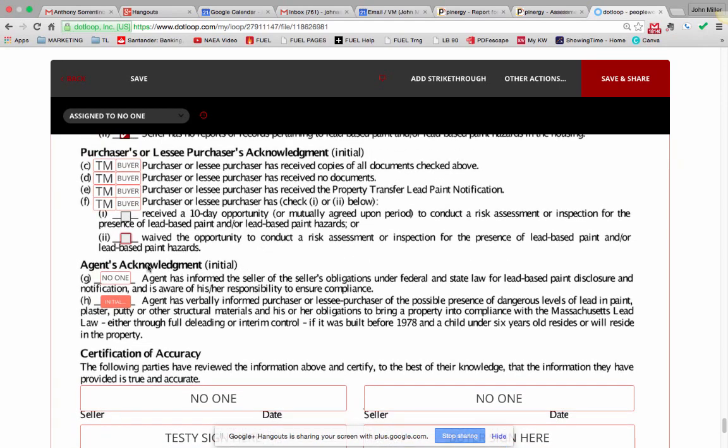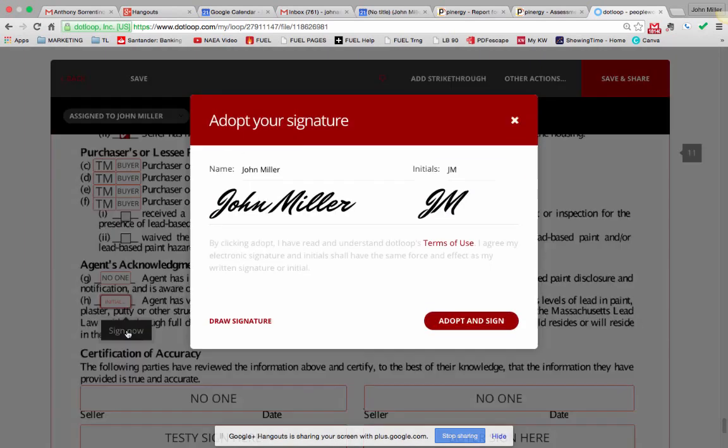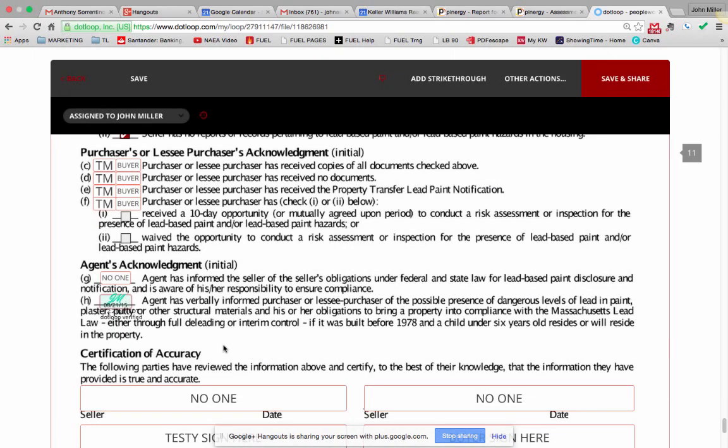Agent acknowledges. Initial. Agent has informed the seller. So who should initial this section? The agent. Listing agent, right? Right, yeah. Not the buyer's agent. So you can assign this box to the listing agent. This box right here, you're the buyer's agent. So you can initial this box here.